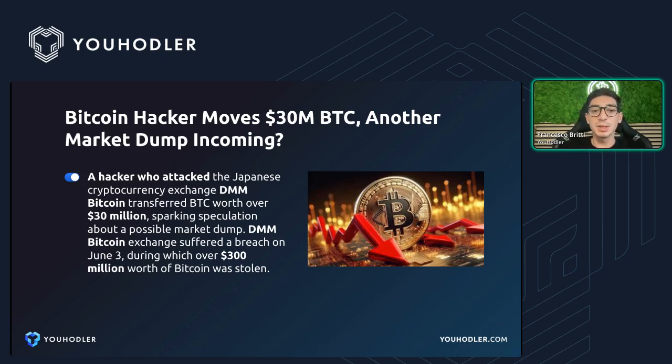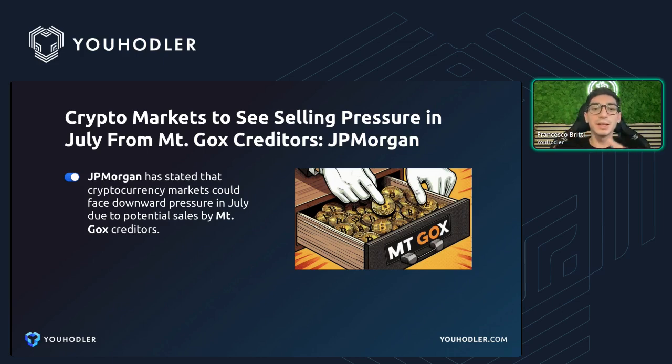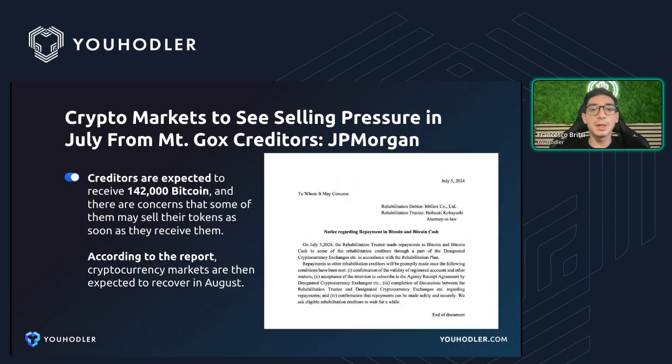And this happened to a Japanese exchange, DMM, which suffered over 300 million worth of Bitcoin lost. So somehow this type of thing happens on the market, but there are also very positive things. For example, JP Morgan started to put pressure downwards on the payment of the Mt. Gox creditors. So there was also this type of news, and as you can see here, we have the official paper, where all creditors will be paid back by Mt. Gox, which collapsed in 2013.